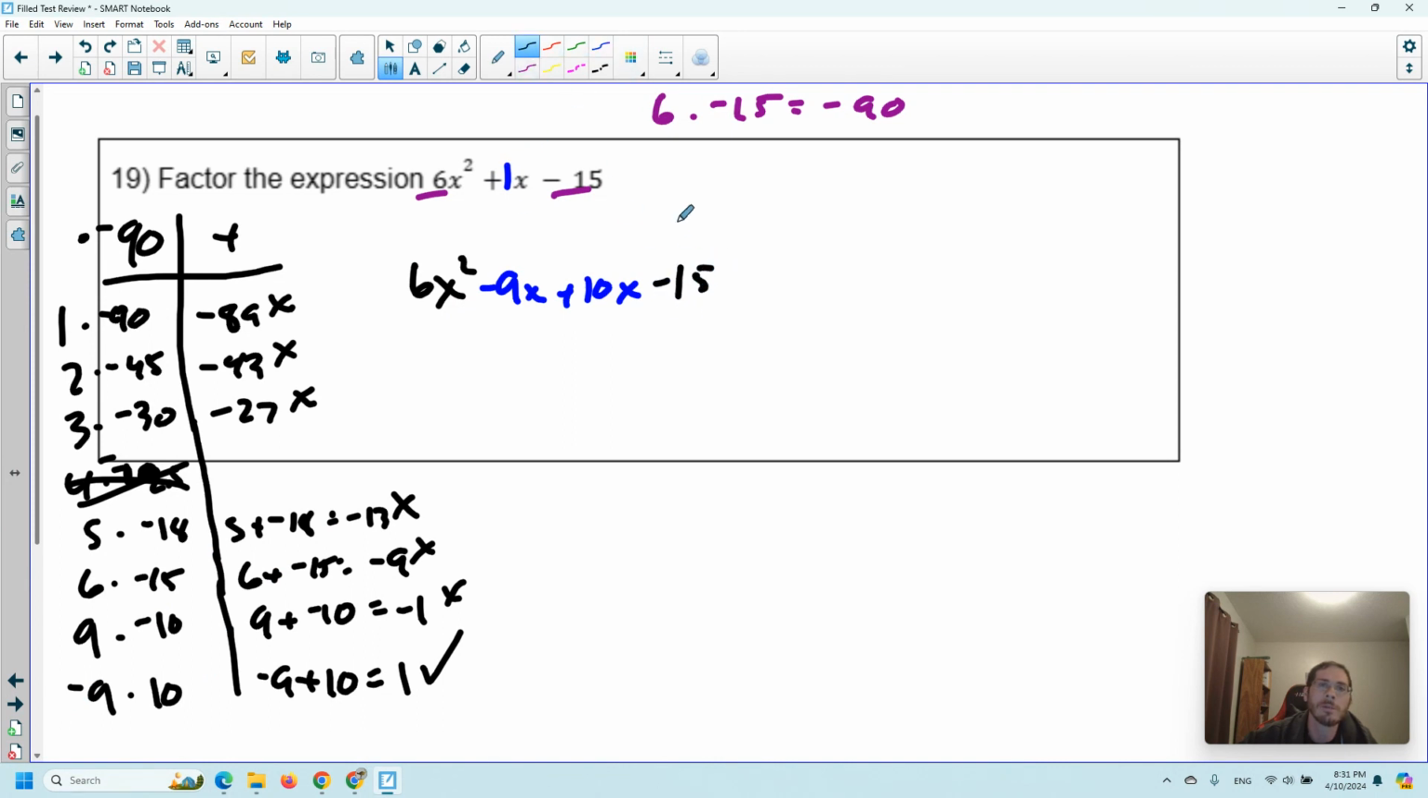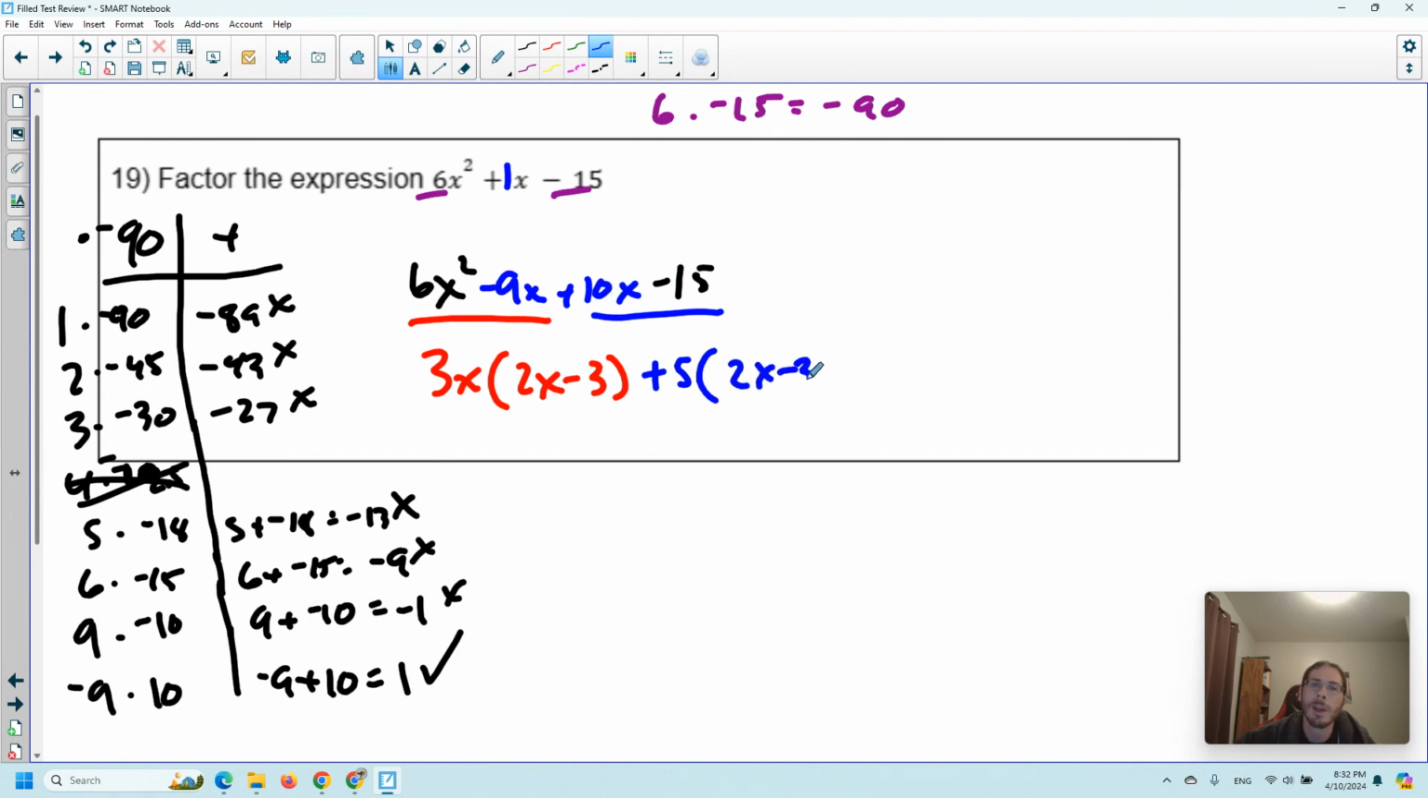Minus 15, GCF it. We can divide them both by 3, and they both have an x, so 2x minus 3. GCF it, we can divide them both by 5. This time, since this is already positive, I don't use a negative sign here. Even though there's a minus here, I'm just looking at this one with the x's. 2x minus 3. New GCF, our parentheses match, which is exactly what we want. 2x minus 3. And then we get 3x is left over, and then 5 is left over.